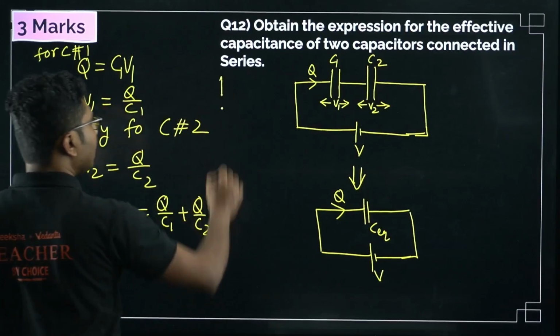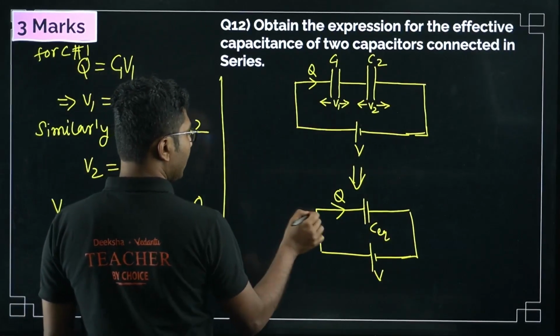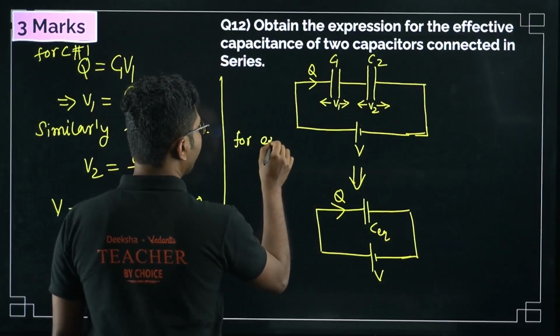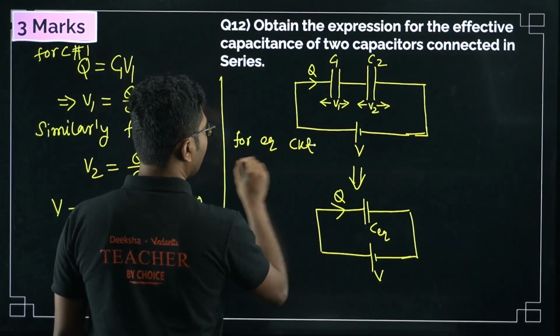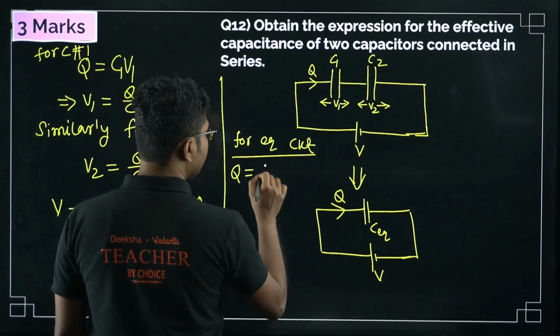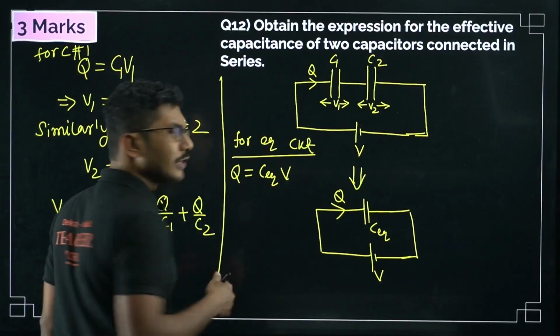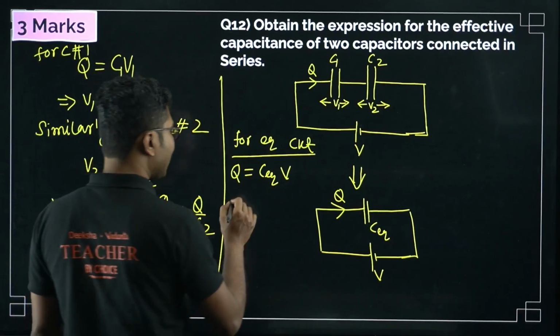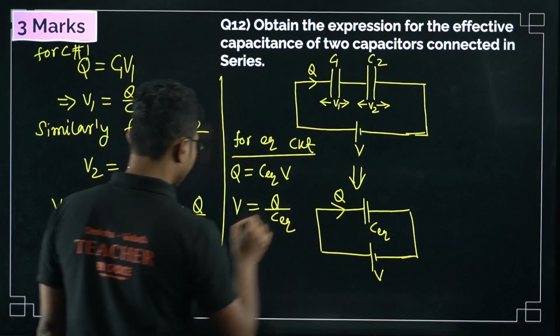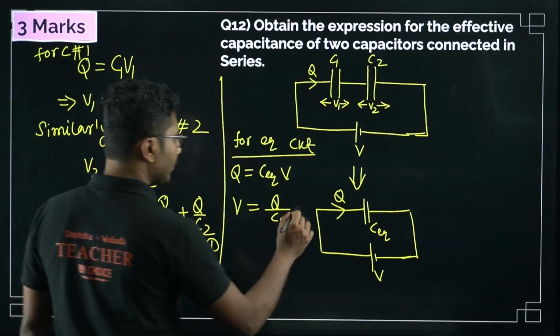Now from the equivalent circuit, Q equals C equivalent into V. Q is equal to CV. Basically we are applying the same thing 2-3 times, that's it. So V equals Q by C equivalent. So this is our equation 1, this is equation 2.